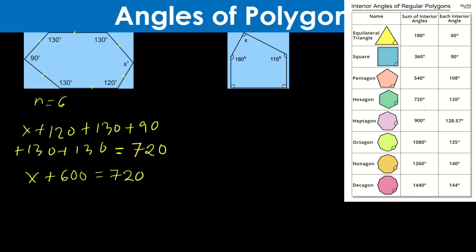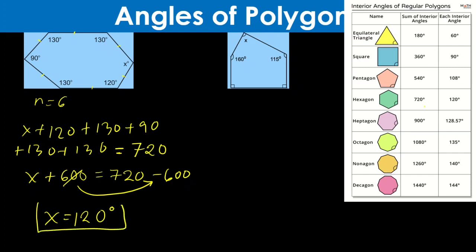equals 720. We can move our 600 to this side. That will be minus 600. So x now is equal to 120 degrees. So this is the value for x, and which is the angle as well. Let's move to number 2 question.